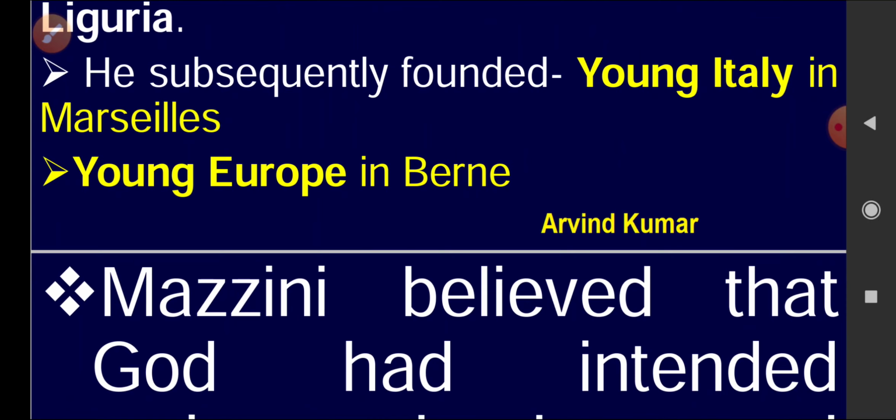Mazzini was considered the most dangerous enemy of our social order. Metternich, the Chancellor of Austria, described him as the most dangerous enemy of social order because he was afraid of him and his ideas of liberalism.